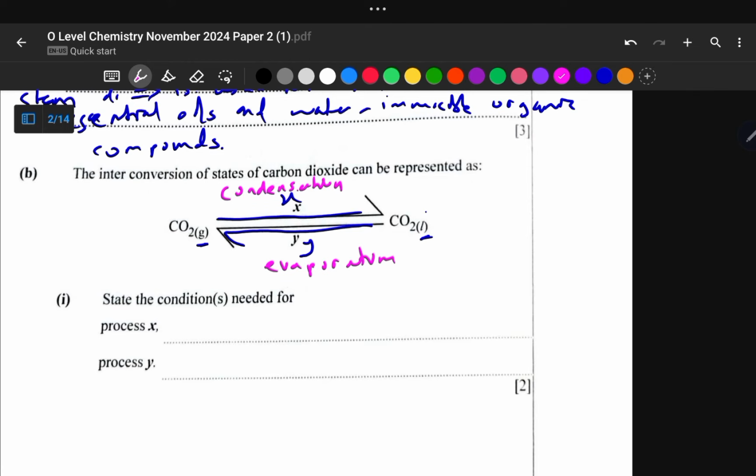And then we're required to state the conditions needed for the process X, for the process of condensation. So for condensation, we need low temperature, right? And then for the process Y, we need high temperature, right?